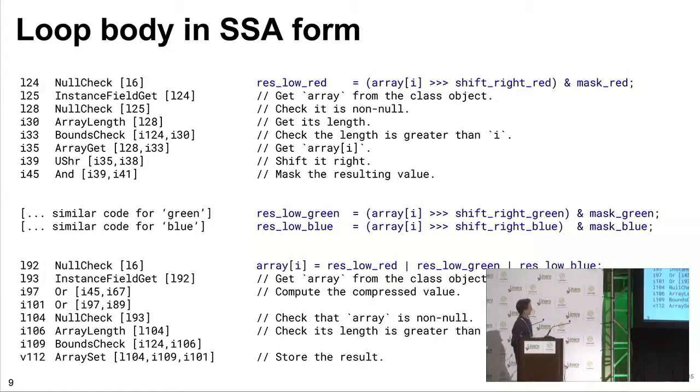So again, we check that this pointer is not null. We retrieve the array. After that, interleaved is the ORing of the intermediate values. We check that the array is not null. We retrieve the length of the array. We check that we are not storing past the end of the array with this bounds check. And finally, we perform the store.